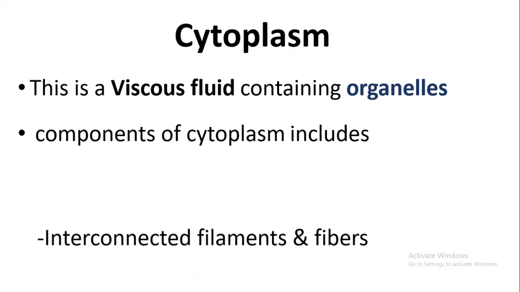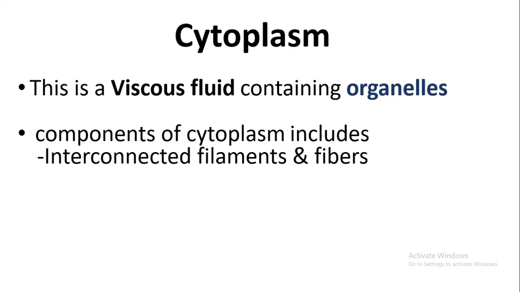I do hope you are able to understand what a cytoplasm is and what is in the cytoplasm. The first thing that is found in the cytoplasm is the interconnected filaments and fibers. The other thing found in the cytoplasm is its fluid part, which is known as the cytosol. So the cytosol is the fluid part of the cytoplasm. Please make sure that you understand these small things, because these are areas of interest in terms of examination.